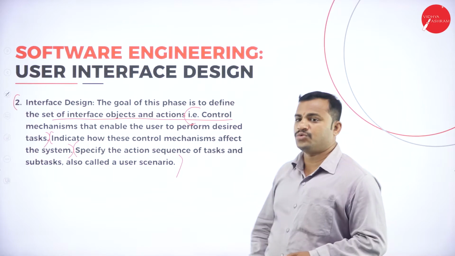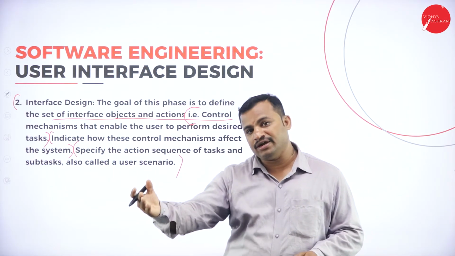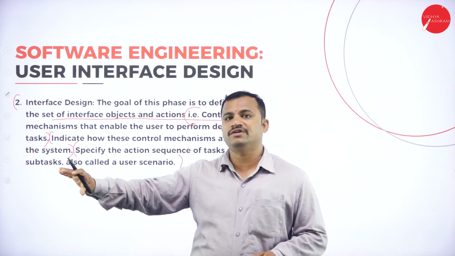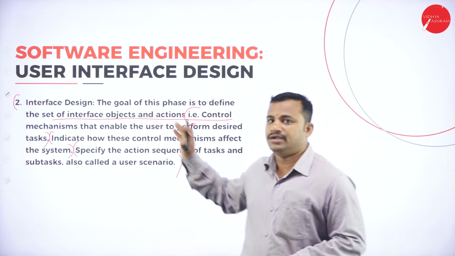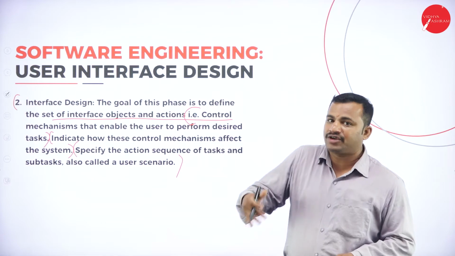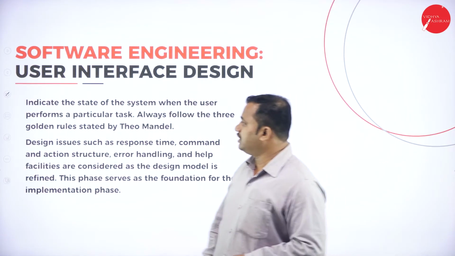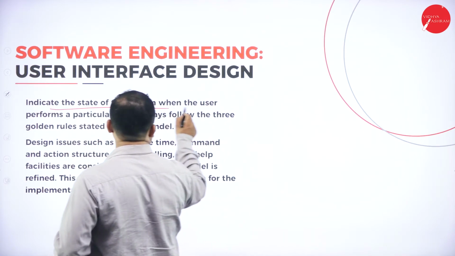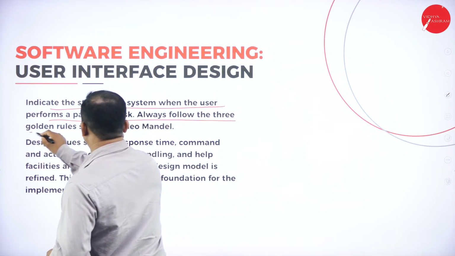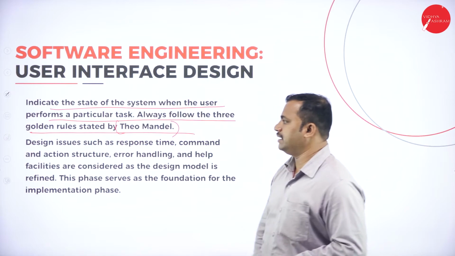In all these cases, what is the sequence? Which event must occur first? Which is the next event that should occur? Which is the third event that should occur? All this process of sequential events occurring must be done very carefully based upon the system requirements. That means the graphical user interface must be designed according to the requirements of a client. Then indicate the state of the system when the user performs a particular task. Always follow the 3 golden rules strategy proposed by Theo Mandel.